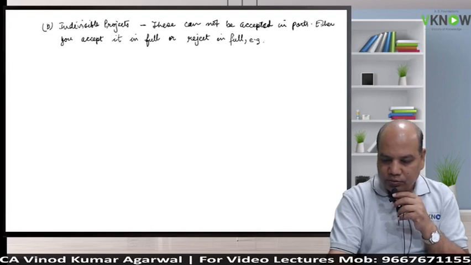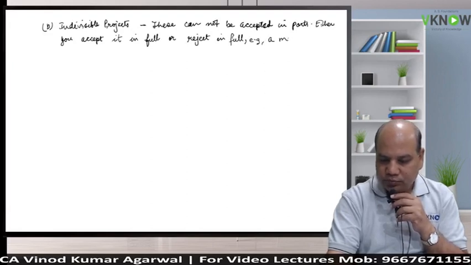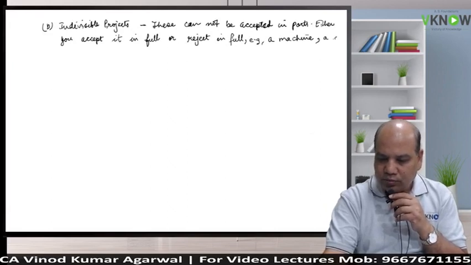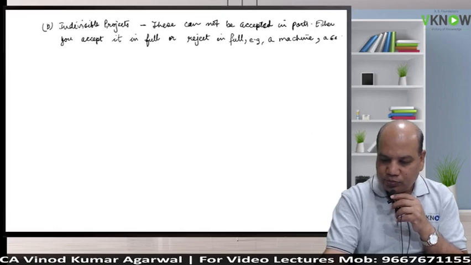For example, a machine, a car. You can't buy 50% of the car if you have 50% of the funds with you. Okay.